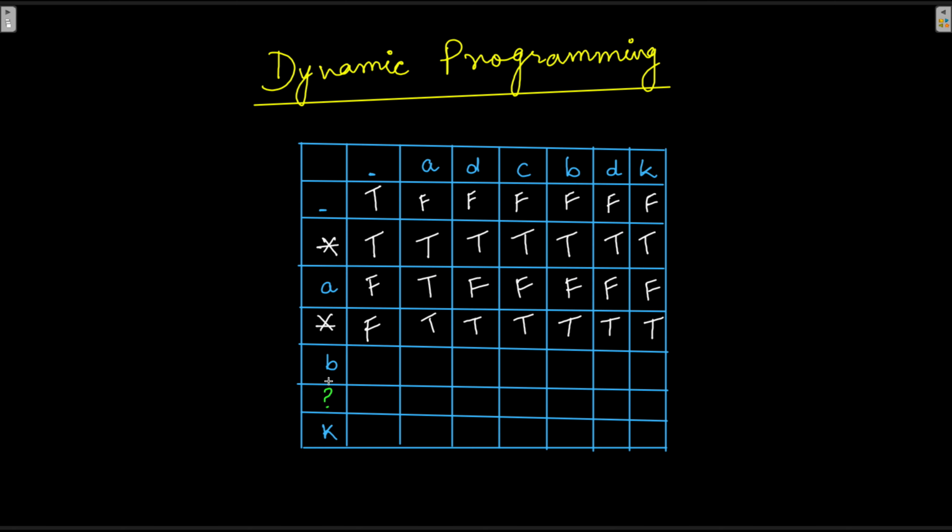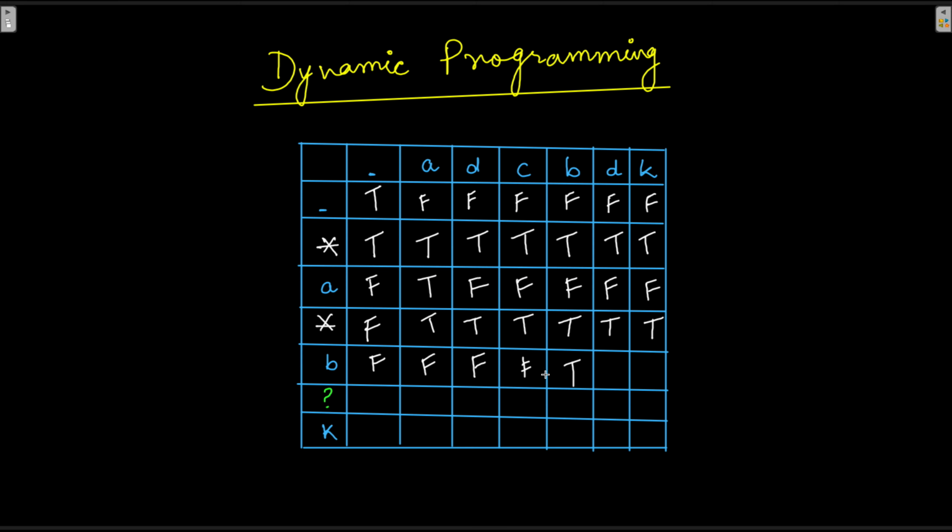Now let's come to B. B matched against empty string, no. So we write F. B against A, no. We write F. B against D, no. We write F. B against C, no. We write F. B against B, yes, it is a match. Now this one is a match. Then we go back to the previous string, that is the diagonally left top cell, and that is T. Because this is T, we write a T here as well.